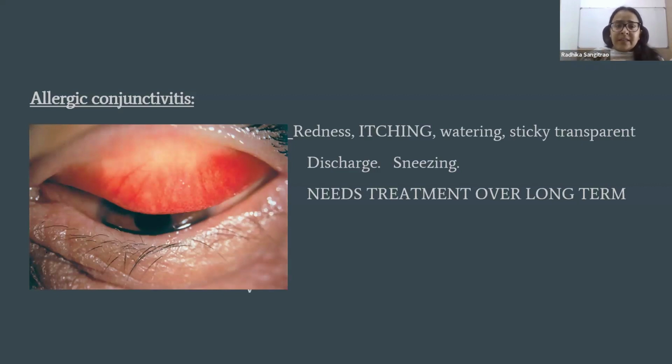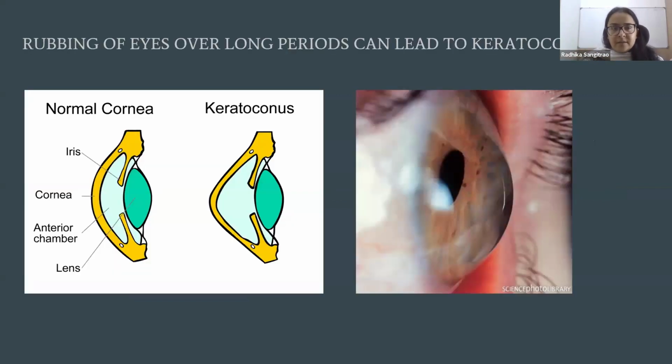And typically allergic conjunctivitis is characterized by itching and watering and redness. And this needs treatment over the long term. It is not like the normal viral or bacterial conjunctivitis, which needs to be treated for 1 week only. We need to identify this conjunctivitis and get treated. Usually the treatment lasts for a month. And it's important to complete the course so that you don't get recurrences.